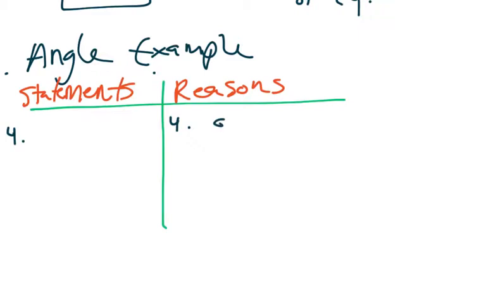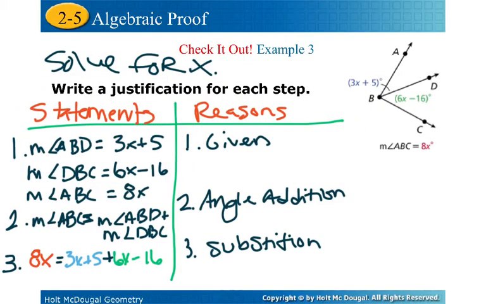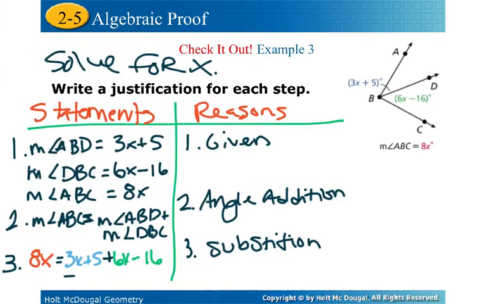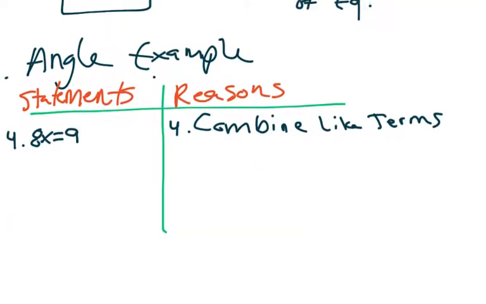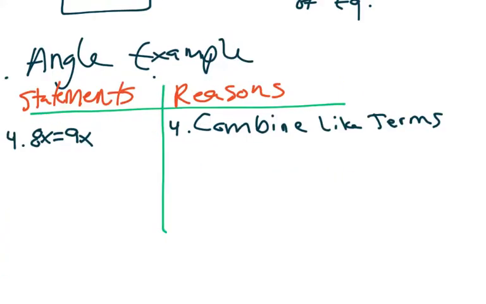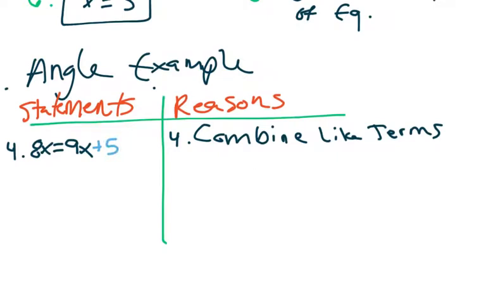So as I mentioned, we're going to combine like terms, and so that left side is going to still be 8x, but then the right side we're going to combine the 3x and the 6x to get 9x's. And you don't want to do two steps at once, so we're just going to say that's 9x and then plus 5 and minus 16 still. If you are starting to use the word "and" in your reasons, that is not what we want to do. We want to make sure that each step has its own line.